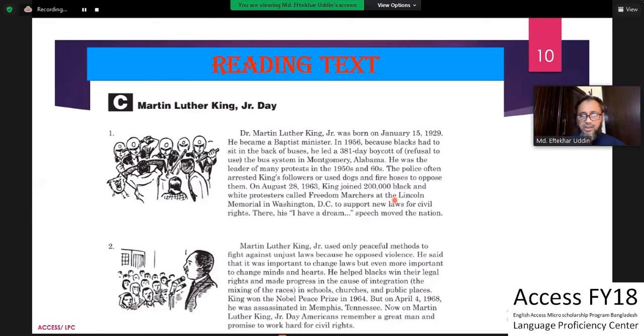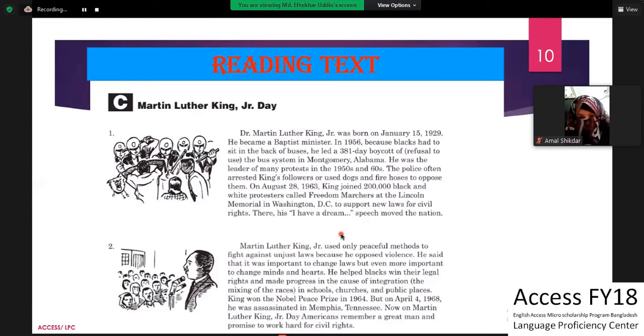Okay. Buses. So who gave the speech, I Have a Dream? Martin Luther King Jr. Yeah. Okay. And how many people were there in the Freedom Marchers? 200,000 black protesters. Okay. And where was the march? At Lincoln Memorial in Washington.